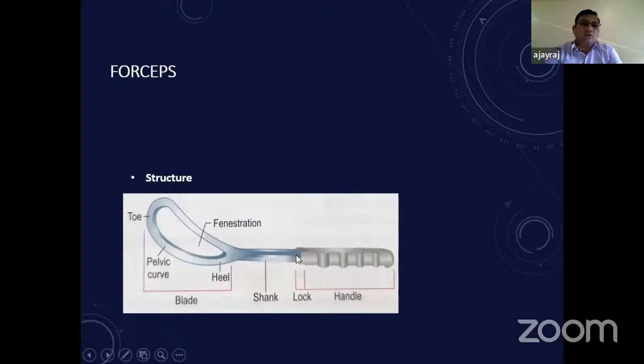This is the lock. As there are two parts of the blade, centrally there is a placement to attach these parts, that is called the lock. And this is the handle to hold the forceps.